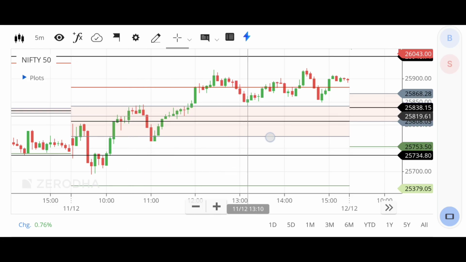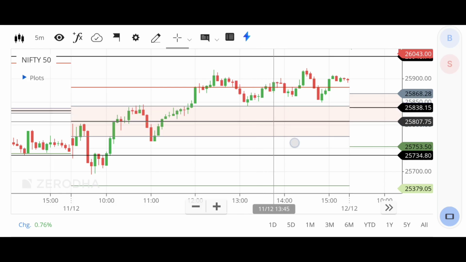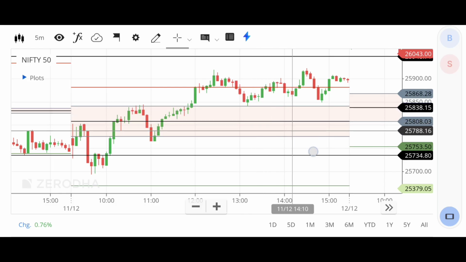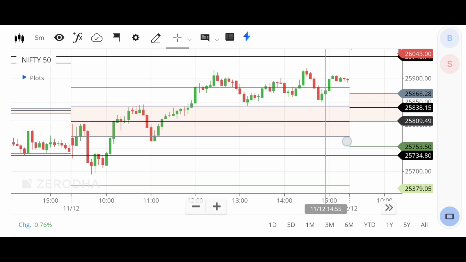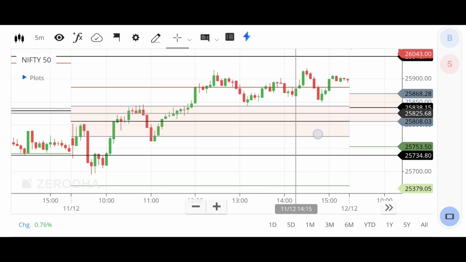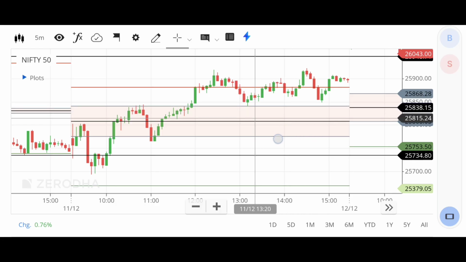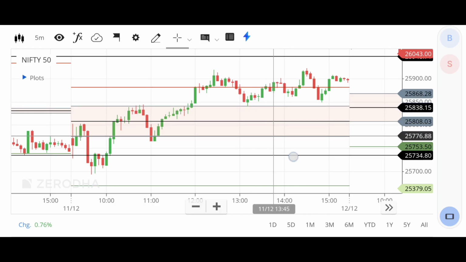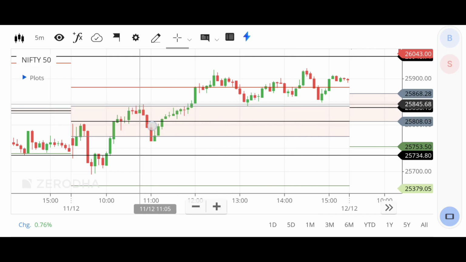And in my videos I used to say this entire CPR zone itself is considered as a single line, not like this is a separate one and this is a separate line and this is a third level. So this entire zone itself is considered as a single line. So the CPR zone itself is a single indicator, not three indicators. Okay, so remember this point.